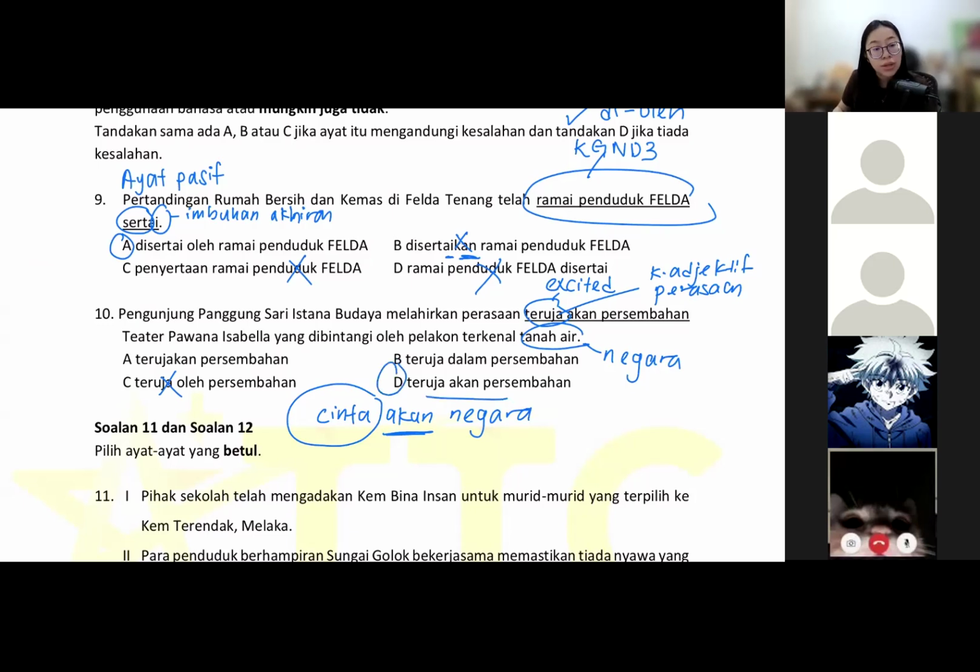Teruja akan persembahan. It's not terujakan because here will become a kata kerja already. So teruja akan, cinta akan. Remember, they always put terujakan together one to make you confused. A lot of question like this. Right? So kata adjective perasaan, you have to add on a kata sendi before your object.